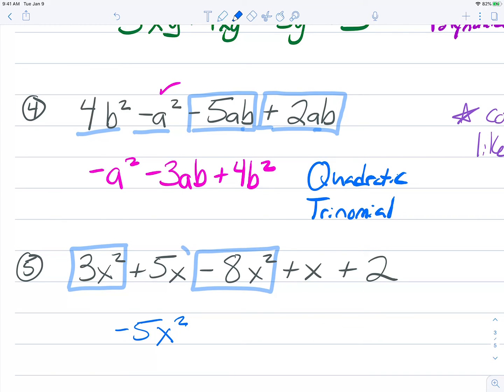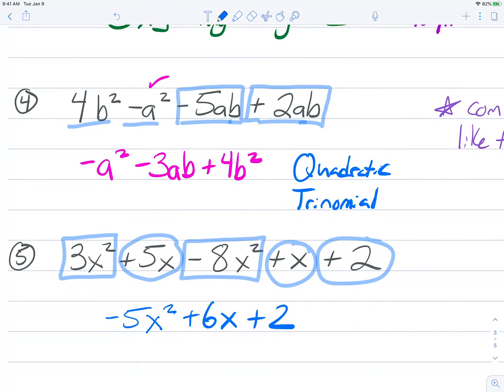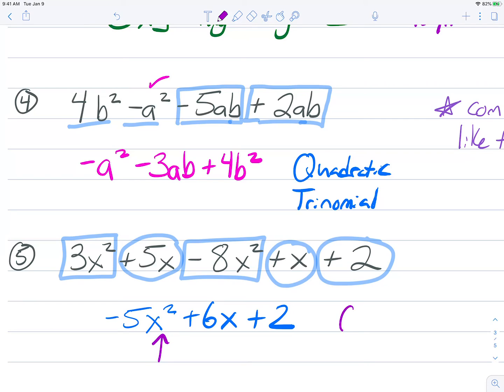For the x's, we have 5 x's and 1 more x. I'm going to have to charge my pen soon. If we put those together, we have 6 x's. And our very last thing is this plus 2. That's our constant. It doesn't have a variable. It's last. This also has a highest exponent of 2, so it's quadratic. And there are 3 terms, so it is a trinomial.